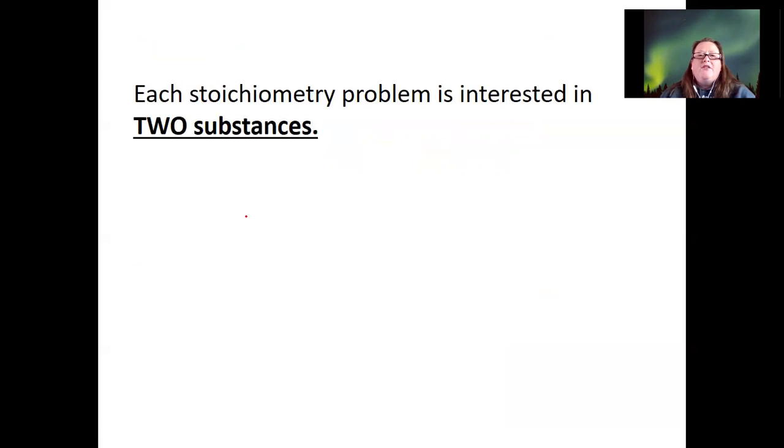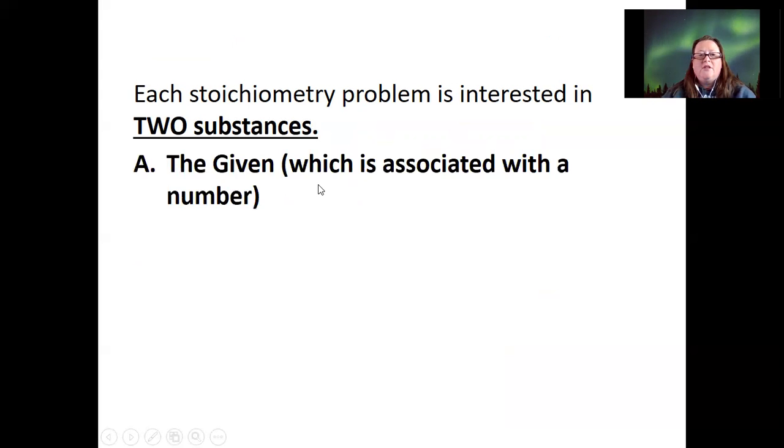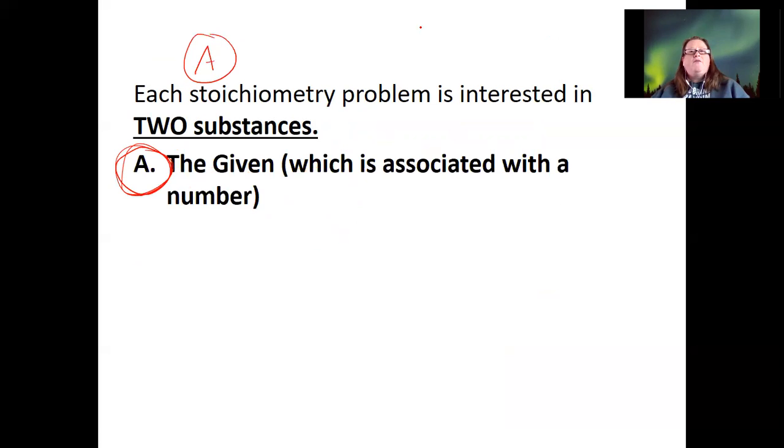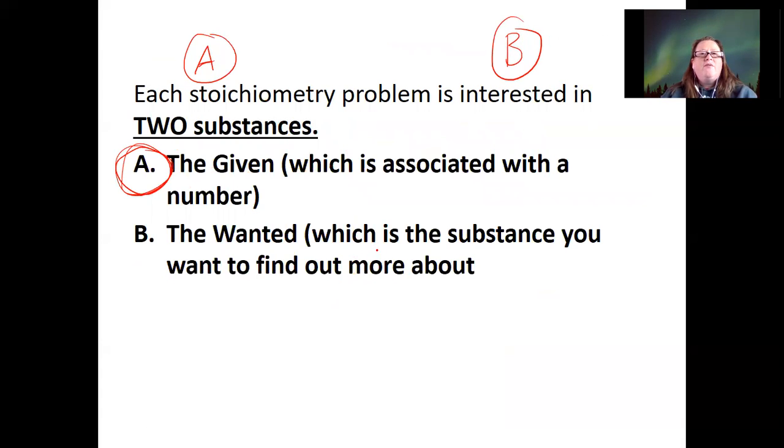So that leads me to something that I want to mention, because I'm going to talk about this all the time with all of my problems. I am always going to be interested in two substances. One substance is the given, which is always associated with a number, and I call it substance A. We always start with A and we want to end with B. The next is the substance that we need to find out information about. This is what the question is asking. It's the substance that the question is asking about, which is B.